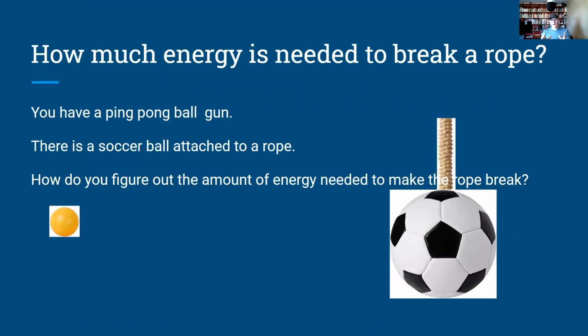So imagine that you've got a soccer ball hanging from a rope, and you want to break the rope so the soccer ball can fly free. But you want to know what is the amount of energy needed to break the rope. So what have you got? You've got a ping pong ball gun, and a soccer ball attached to a rope. How do you figure out the amount of energy that you need to make the rope break?